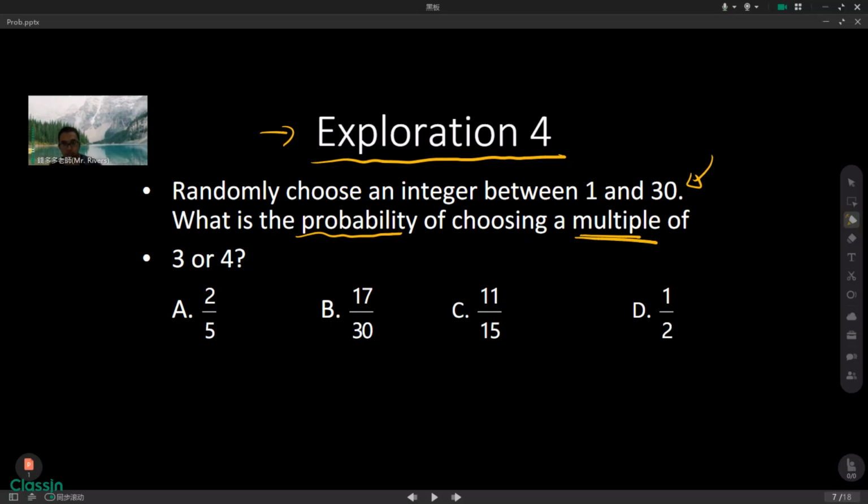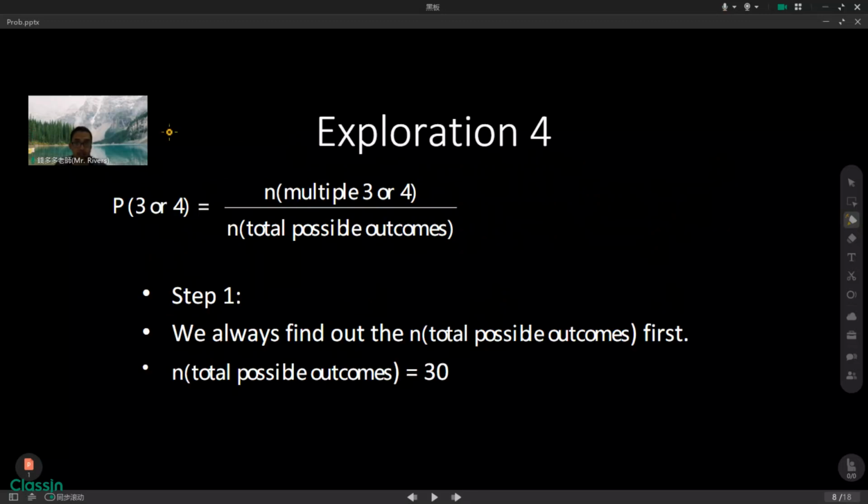To solve the question, we should move back to our definition. What is the definition of probability? Here, the definition of probability means the number of a certain event divided by the number of total possible outcomes, right?